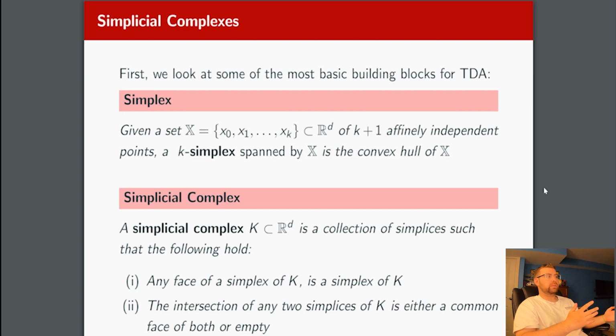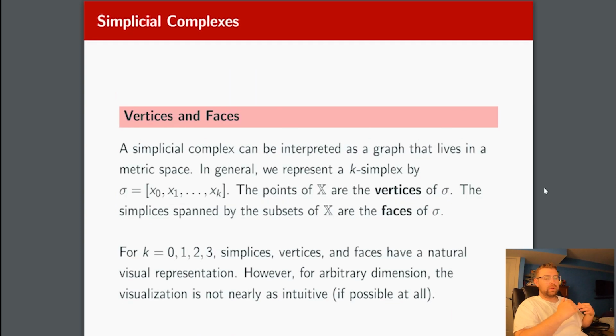So now we're going to give a rigorous definition of faces. If you come from a combinatorics or graph theory background, a complex is just some kind of graph that lives in some metric space. We will represent a simplex here just by sigma with these points. The points of X are the vertices of sigma, and the simplices that are spanned by these subsets are the faces of sigma. I know that's still a little abstract, but there will be a nice visual interpretation.